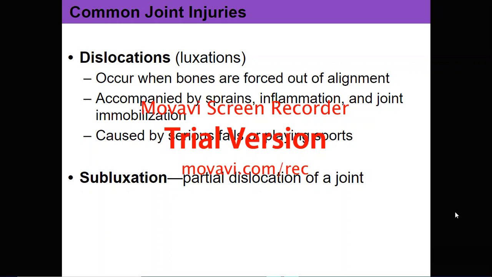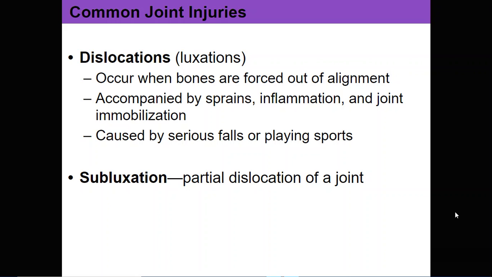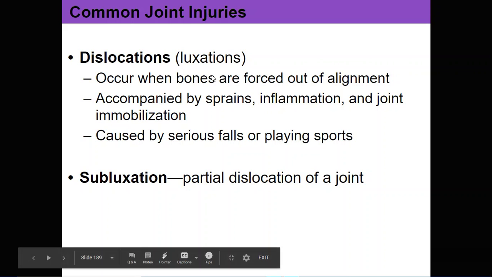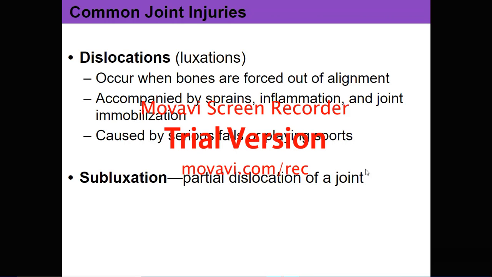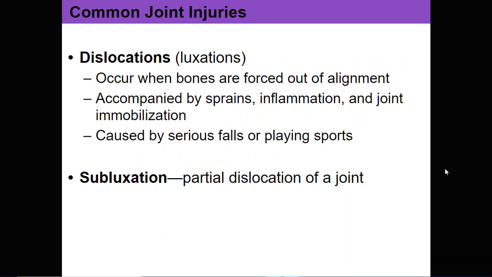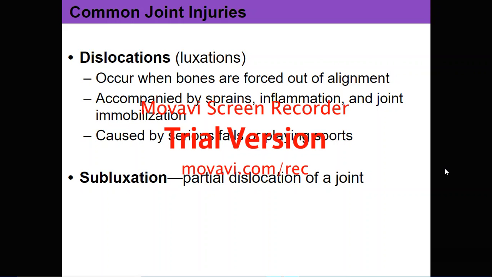Subluxation is a partial dislocation of a joint. Okay, and then a full dislocation is luxation. Again, a lot of times dislocations can be repeated in the same place. If you think about it, with a dislocation, you're going to stretch the joint capsule and ligaments. So that's going to make the capsule loose, which makes it easier for another dislocation to occur, essentially.